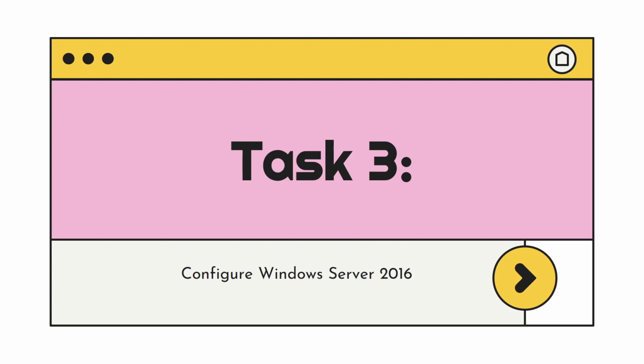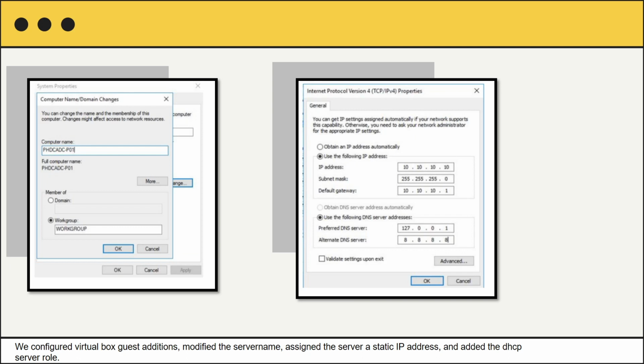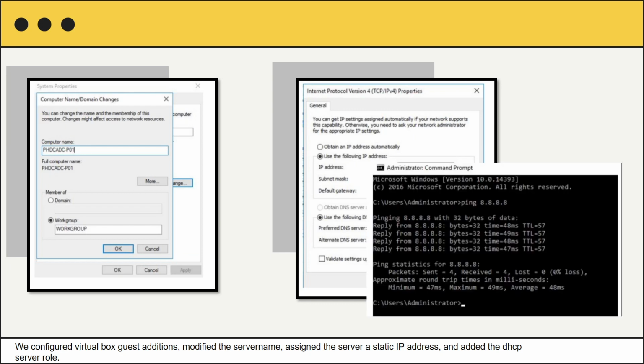Task 3. Configure Windows Server 2016. We configured the VirtualBox guest editions, modified the server name, assigned the server a static IP address, and added the DHCP server role.